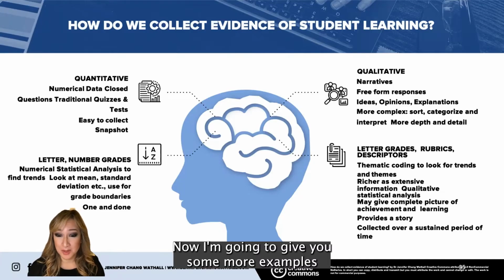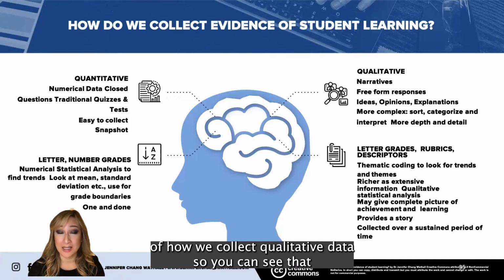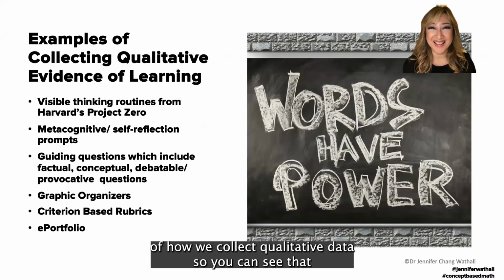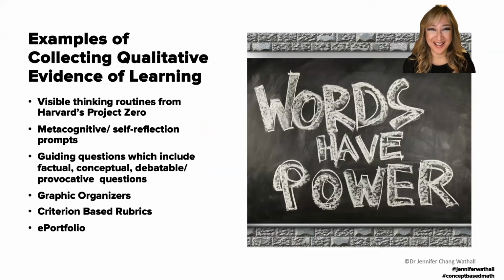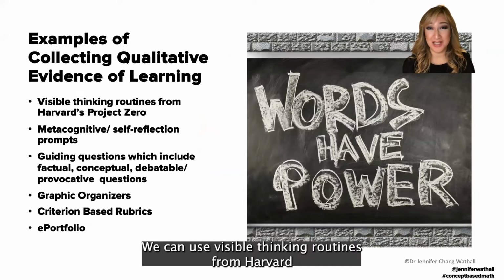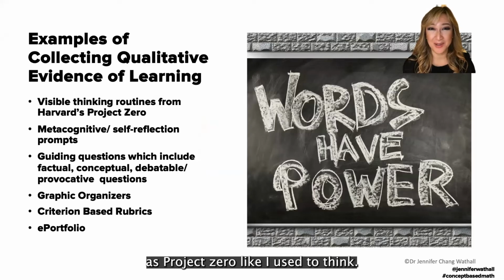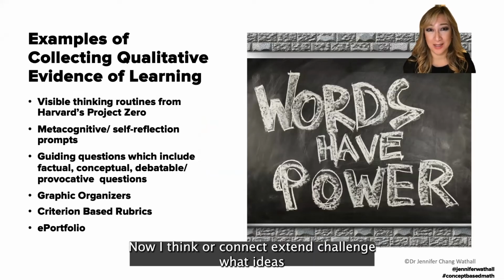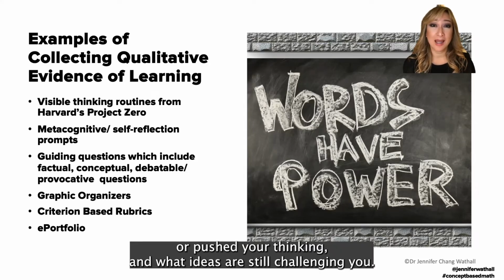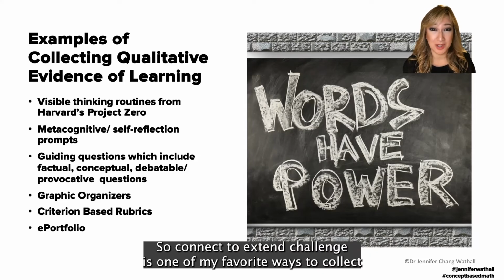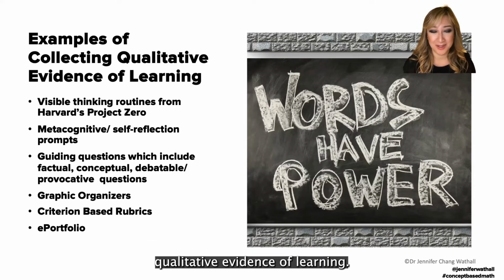Now, I'm going to give you some more examples of how we collect qualitative data. So you can see that I've got some other examples of collecting qualitative evidence of learning. We can use visible thinking routines from Harvard's Project Zero, like I used to think, now I think, or Connect, Extend, Challenge: what ideas connected to what you already knew, what ideas extended or pushed your thinking, and what ideas are still challenging you. So Connect, Extend, Challenge is one of my favorite ways to collect qualitative evidence of learning.